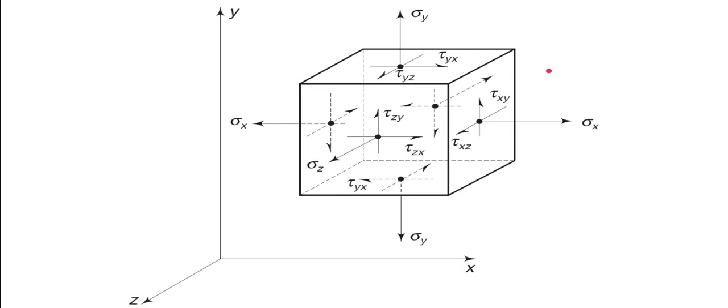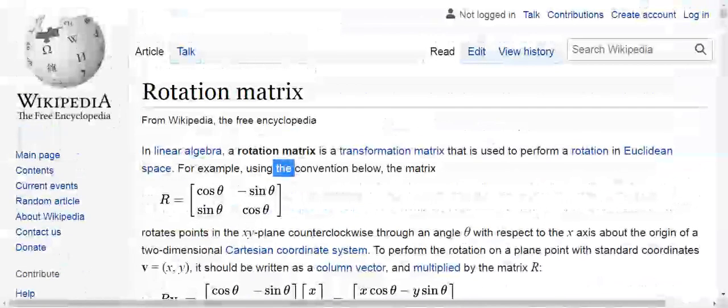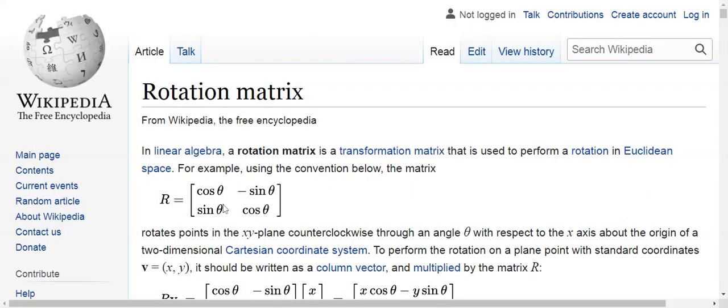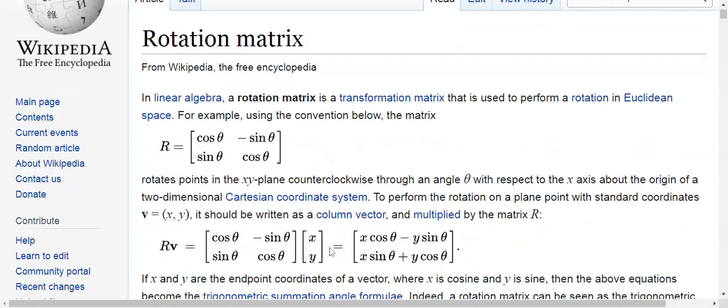Before going into tensor rotation, let's first discuss rotation matrices. Some of us may already be familiar with rotation matrices. It is basically used to rotate a frame of reference by an angle theta. So let's say we have a vector x and y in a 2D plane, and suppose now we are rotating our frame of reference by angle theta. Then what will be the new values for the same vector x and y?